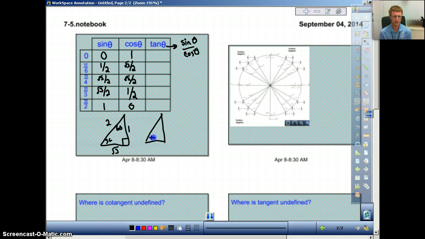So that's 45. These are square root of 2's, and then 2. So now, again, tangent in SOHCAHTOA is opposite over adjacent. So tangent of, first of all, sine over cosine. We have to do sine over cosine for this one. So 0 divided by 1 will be equal to 0.